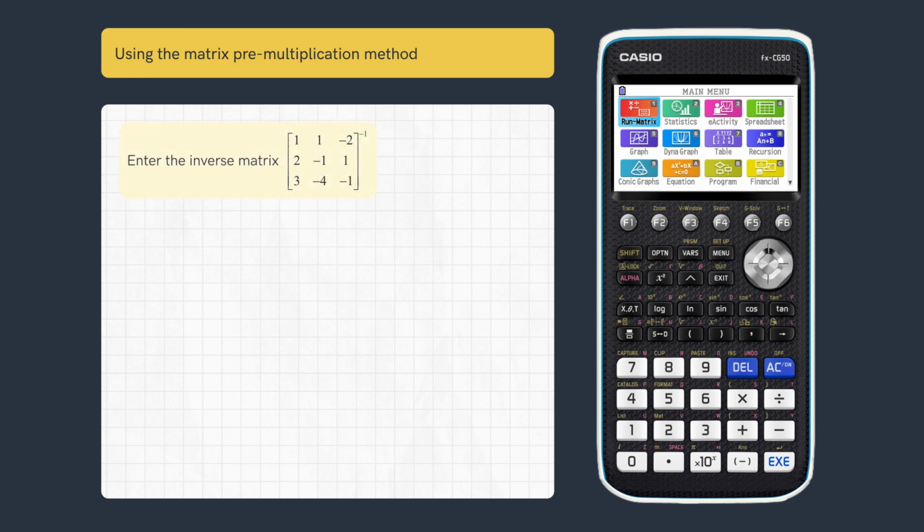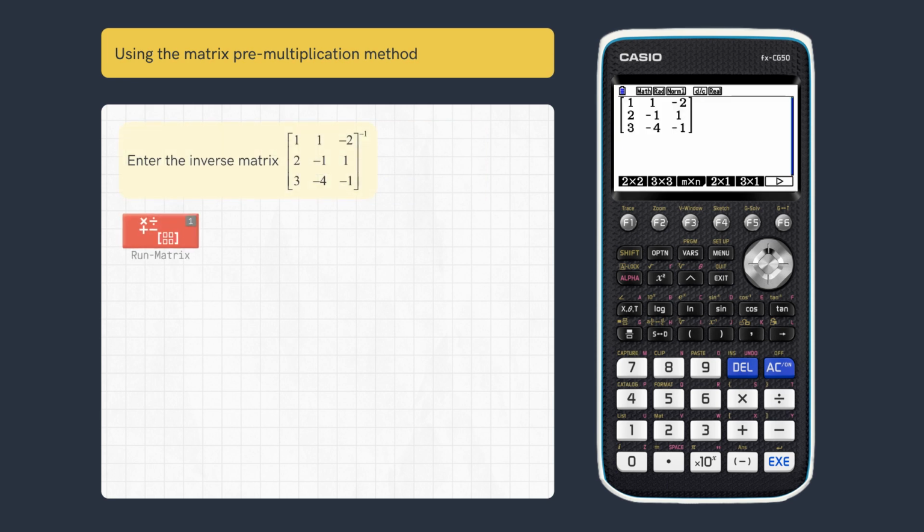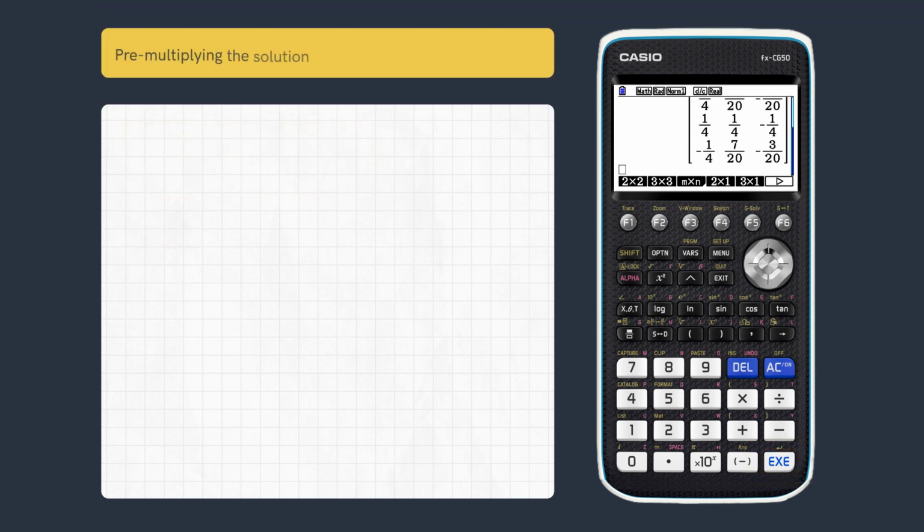First, we need to enter the matrix of coefficients in Run-Matrix. For the inverse, scroll outside the bracket and press the reciprocal. To find the inverse, press execute. Now we can continue the calculation.